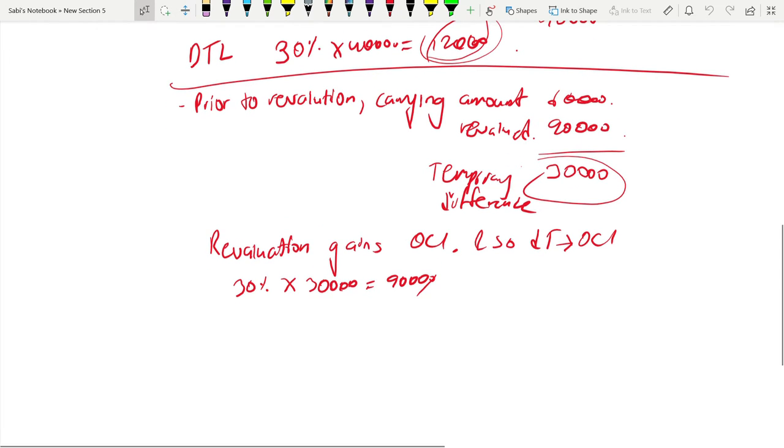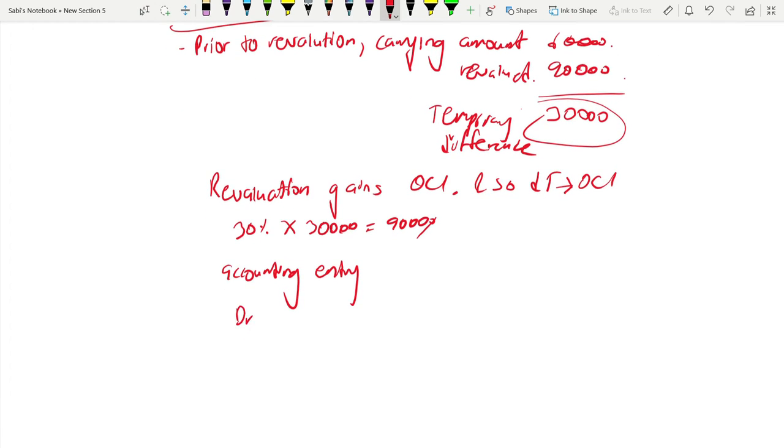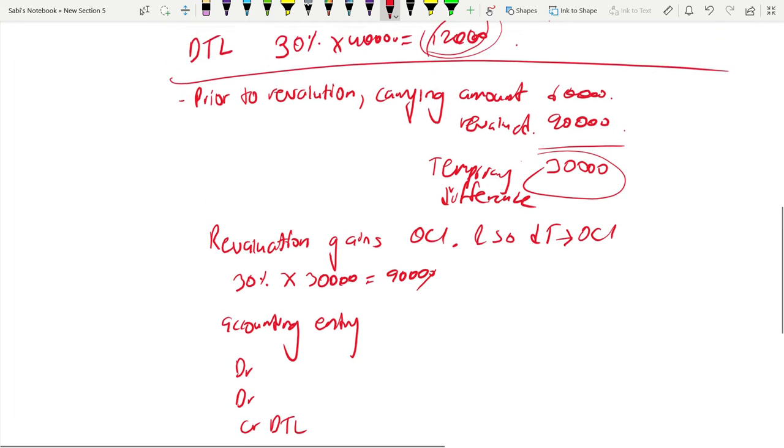Now, remember the journal entry. Don't forget the accounting entry. Where numbers are involved, you have to give accounting entries. So you debit where? At least you know where you are going to credit. Deferred tax liability is a credit. How much? 12,000 that we got earlier.